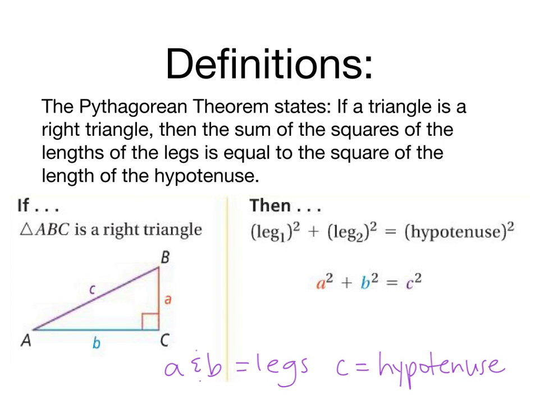If you take the lengths of the legs and the length of the hypotenuse, this equation will always be true when it's a right triangle. The length of A squared plus the length of B squared is equal to the length of C squared. And you can use this to figure out the lengths of missing sides on right triangles.